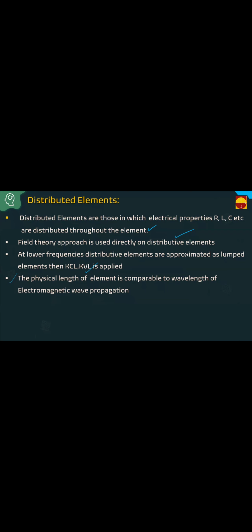How to calculate wavelength, that I told. Sir, why have you taken 3 into 10 power 8? That 3 into 10 power 8 indicates the velocity of wave propagation in a line. At what velocity in the lines is the electromagnetic wave propagating? Whenever you switch on the supply, our assumption is power is flowing, current is flowing in the line. At what velocity is it flowing? It is flowing at light velocity.